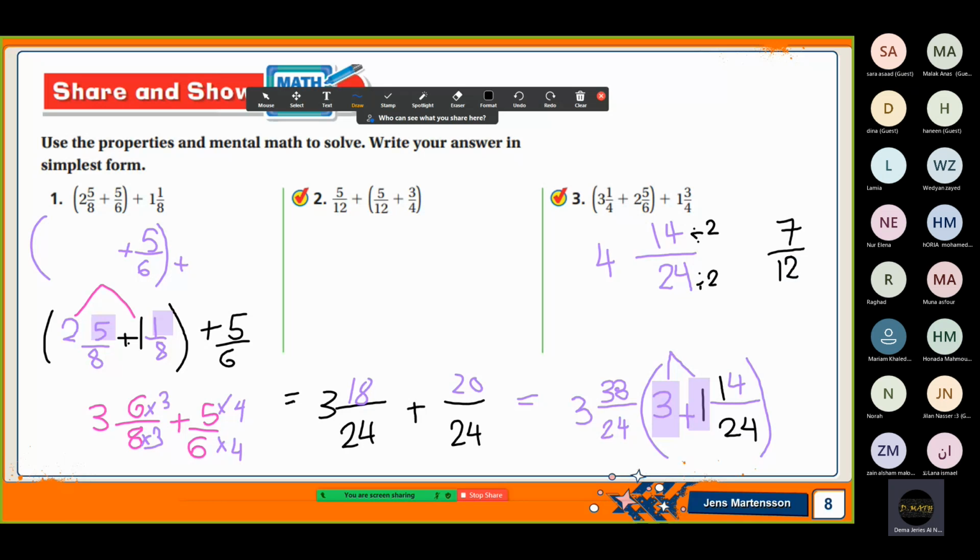12. 12. And then keep the 4 out. So here is the final answer.